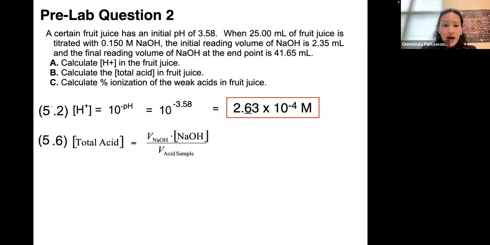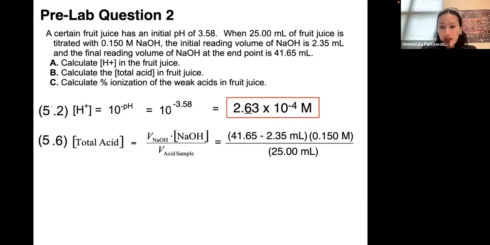Then in order to find out the total acid, you first need to find the total volume of sodium hydroxide used. So you do final minus initial of the volume of sodium hydroxide, and then multiply by the concentration of sodium hydroxide. For this problem, it's giving us 0.15, but again, for the lab, it will be something else. And then you are going to divide this by the volume of the acid, so I'm going to divide by 25 milliliters.